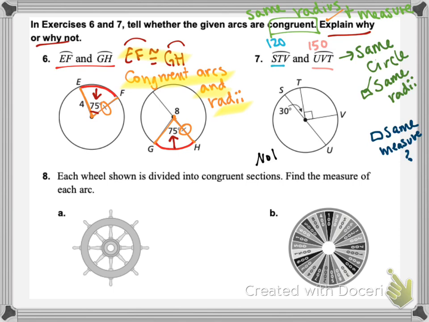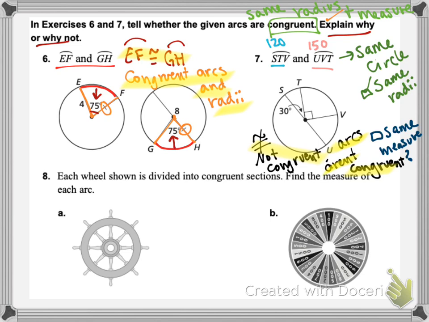We could just say not congruent. I don't think it'll have you list it, but if it does on the quiz, this is the symbol for not congruent. All right, so they're not congruent. The reason why they are not: the arcs aren't congruent. So they're not congruent because the arcs aren't congruent, and that would be a reason.